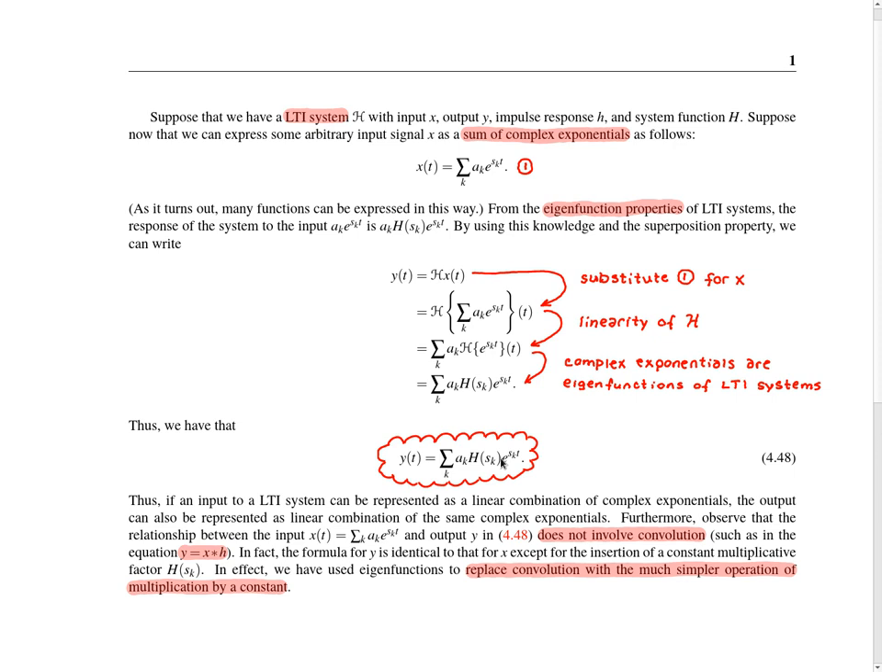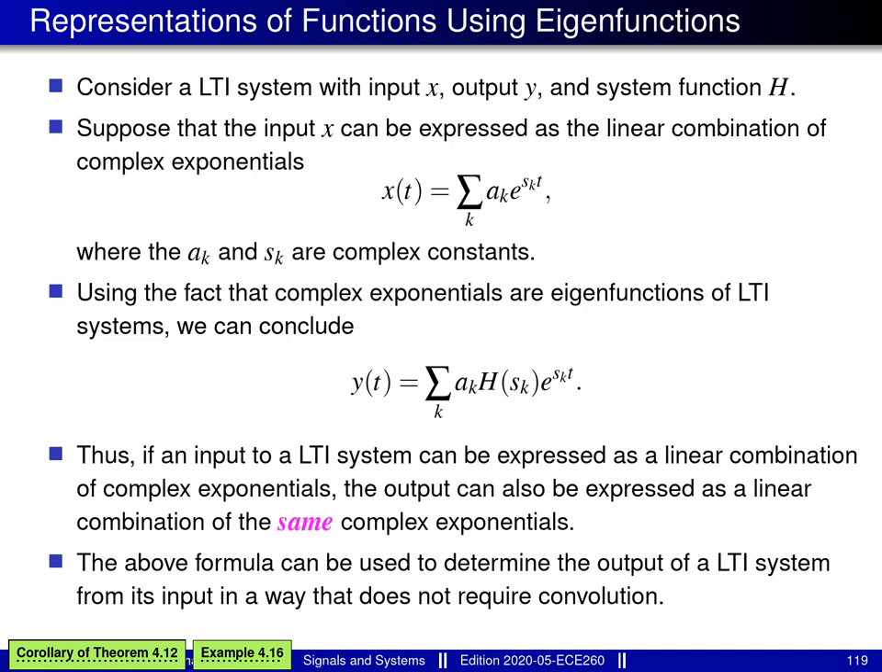And obviously, convolution is a much more difficult operation than multiplying by a constant, so multiplying by a constant is very much preferred. Hence the value of this particular equation 4.48. The next example that I'd like to consider is example 4.16.